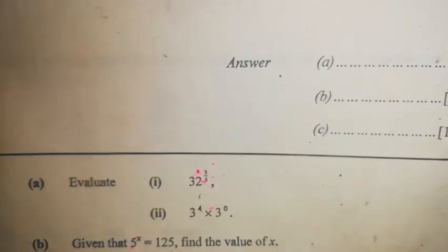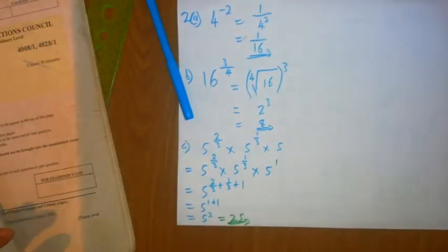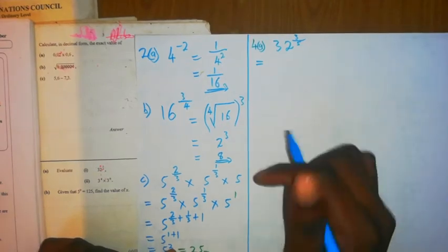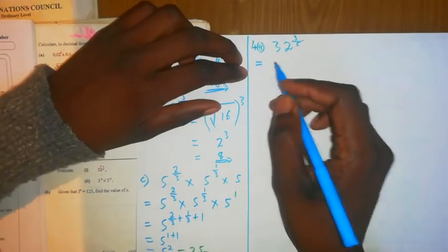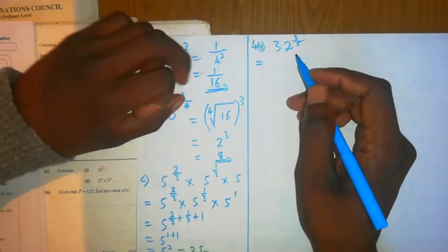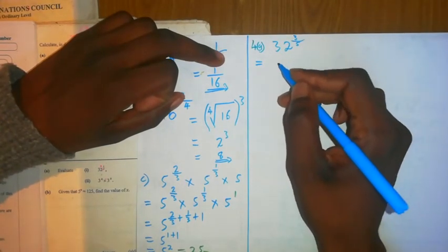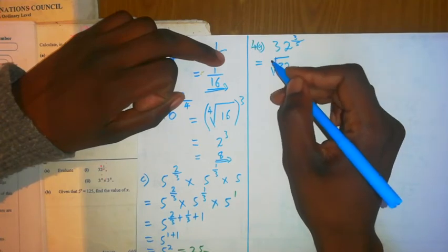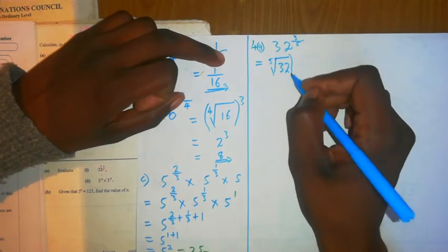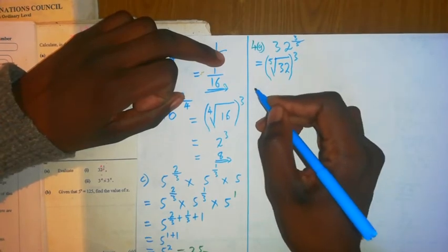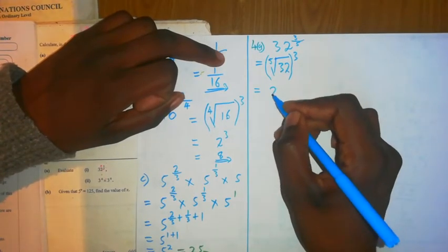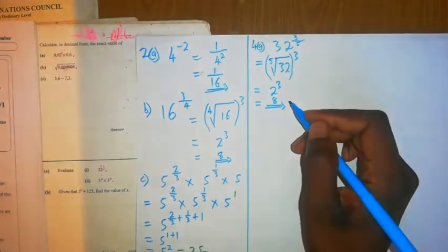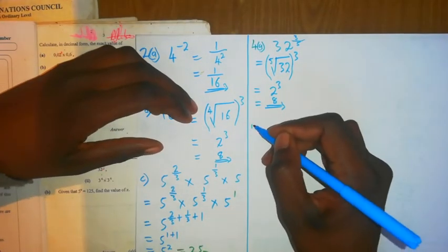So dealing with this 32 to the power of 3/5, since it's raised to a power that is a fraction, it's going to be the fifth root of 32, to the power of 3. So that's equal to the fifth root of 32, that's 2, then to the power 3, that's equal to 8. That is our answer.